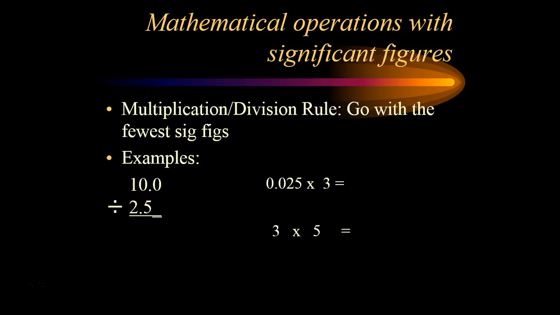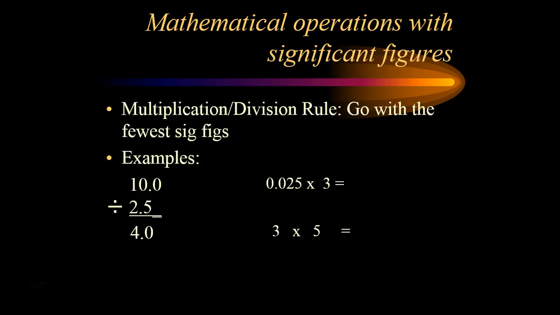Now if you put this in your calculator, 10 divided by 2.5, you get 4. The problem with 4 is that 4 only has 1 sig fig, and we should have 2 to indicate our level of confidence. So to make it have 2 sig figs, we write 4.0.